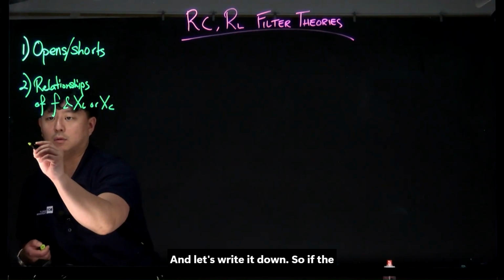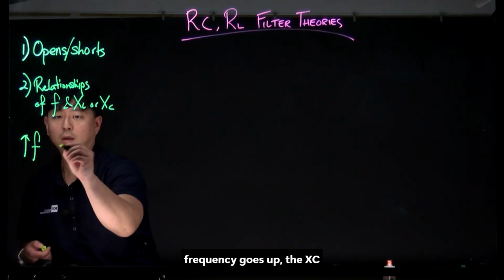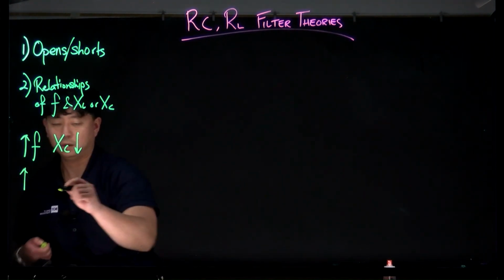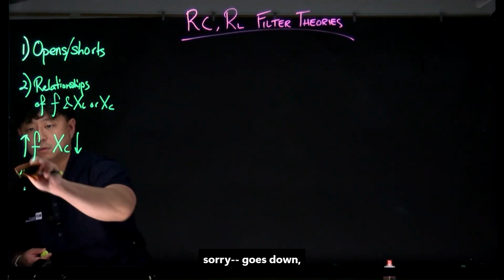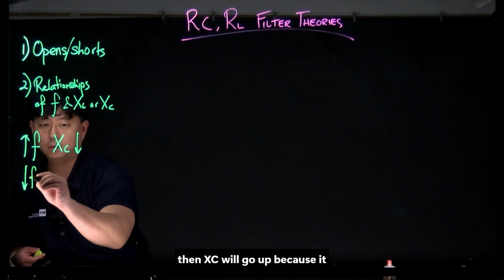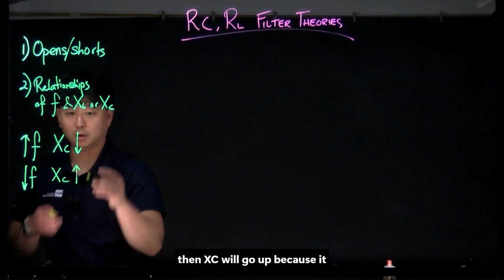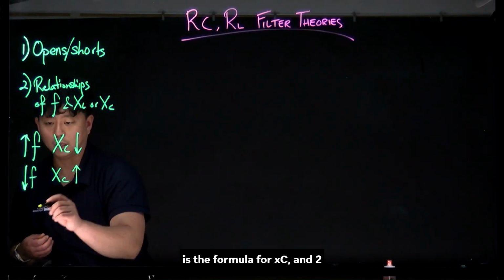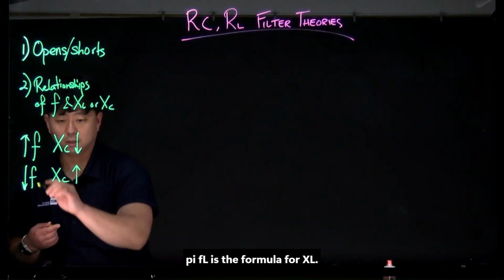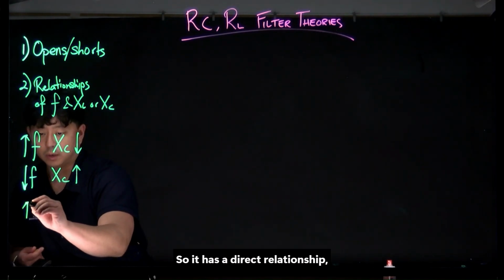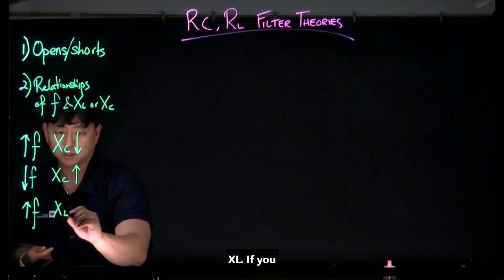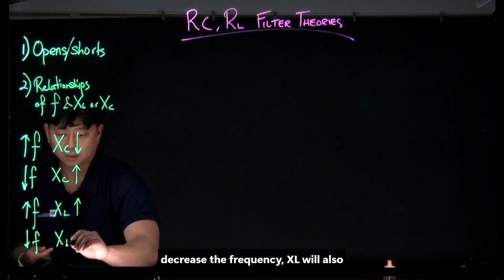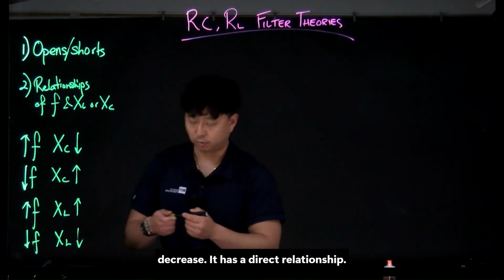And let's write it down. If the frequency goes up, the XC will go down. If the frequency goes down, then XC will go up, because it's the inverse, right? 1 over 2 pi FC is the formula for XC, and 2 pi FL is the formula for XL. So XL has a direct relationship. If you decrease the frequency, XL will also decrease.